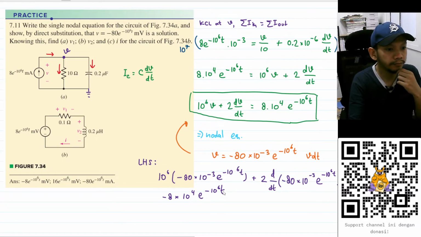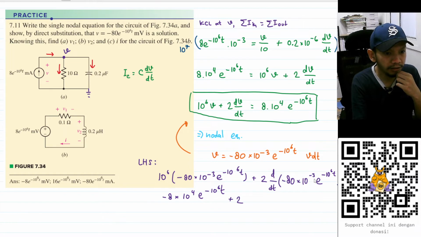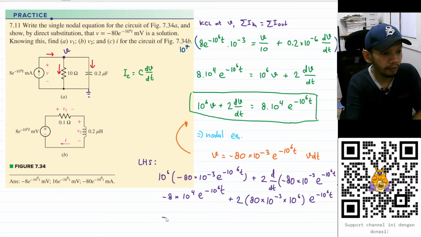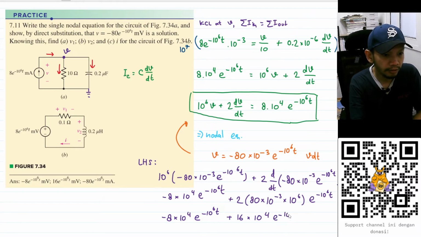Now let's do this part. I will have 2 times the derivative of this, which will be positive, because this is minus and minus. So I will have 80 multiplied by 10 to the minus 3 multiplied by 10 to the 6, and then e to the minus 10 to the 6 of t. So far so good. So I'll have minus 8 multiplied by 10 to the 4 e to the minus 10 to the 6 t, and for this one, I will have 16 multiplied by 10 to the 4 e to the minus 10 to the 6 of t.